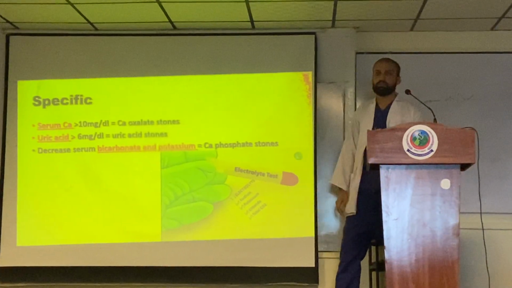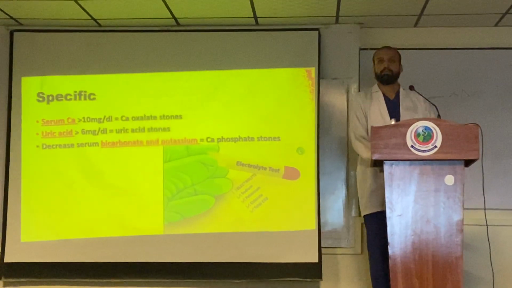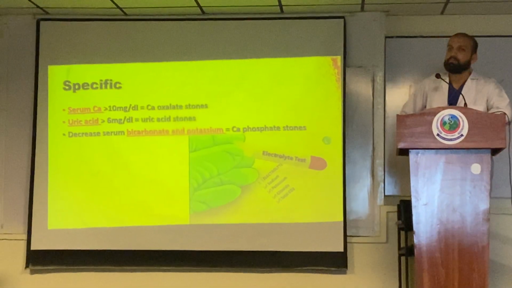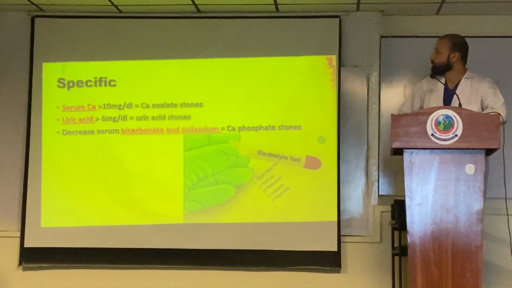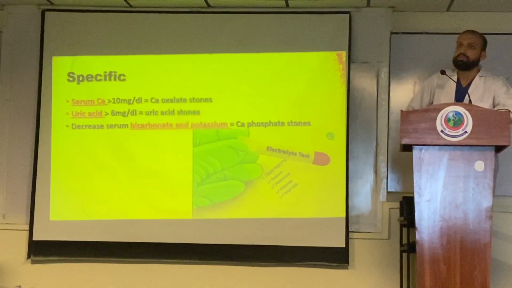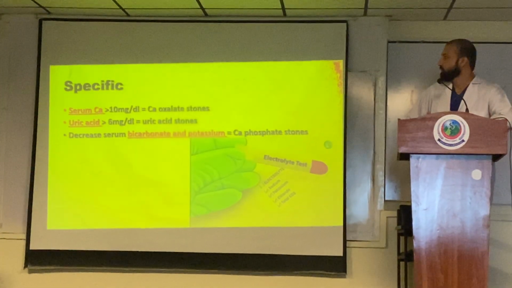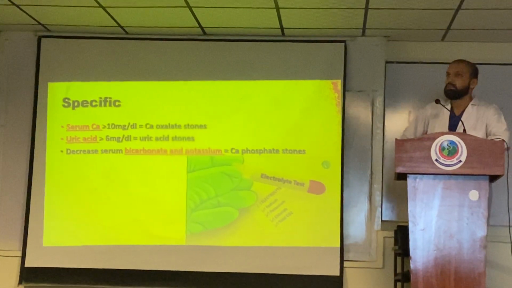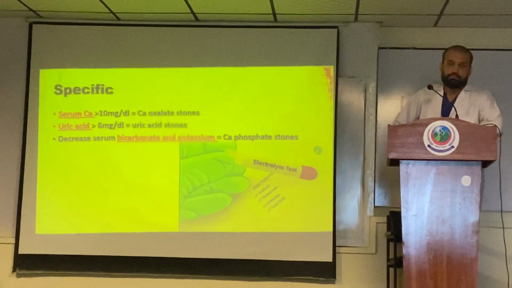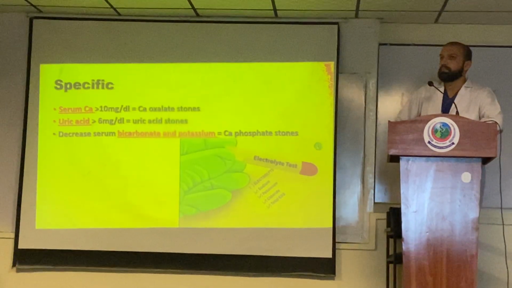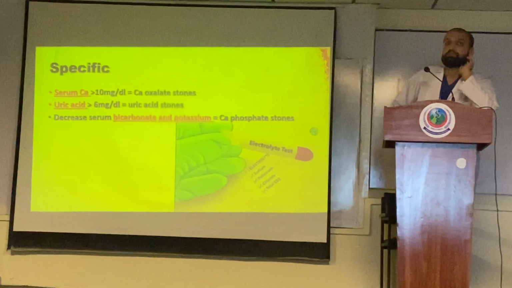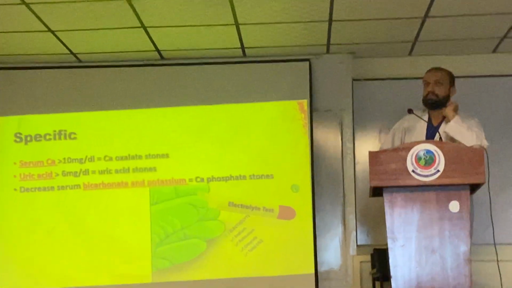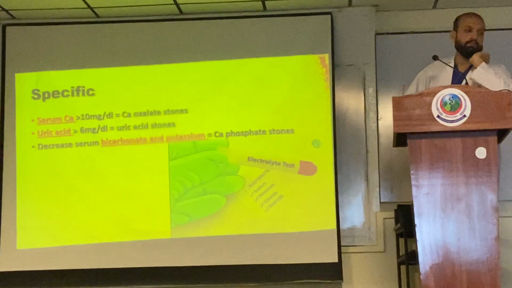So specifically, if you want to exclude calcium stones, you do serum calcium levels. And the normal value of calcium in your blood is 10 milligram per deciliter. But if it is more than that, you are vulnerable to stone problems. Uric acid normal value is this. If it is more than that, uric acid stone. Bicarbonate and phosphate, calcium phosphate stones.